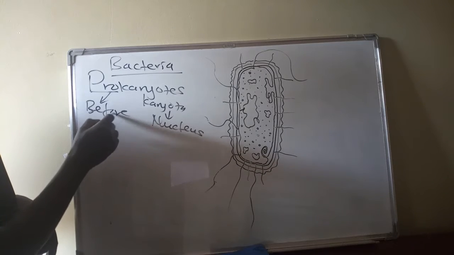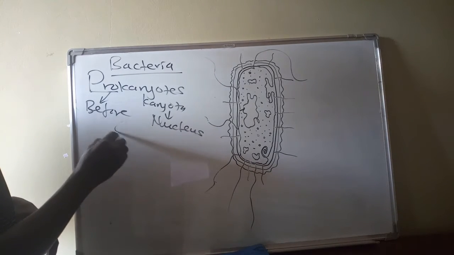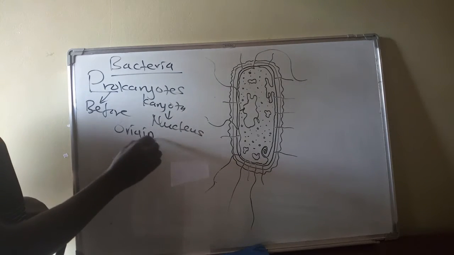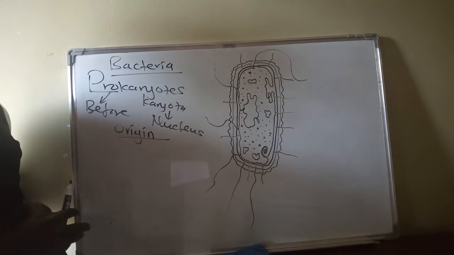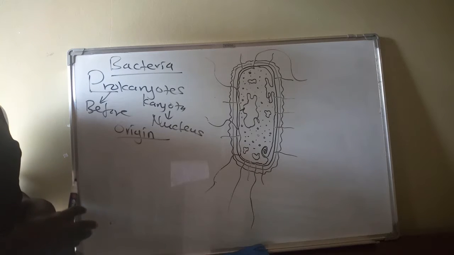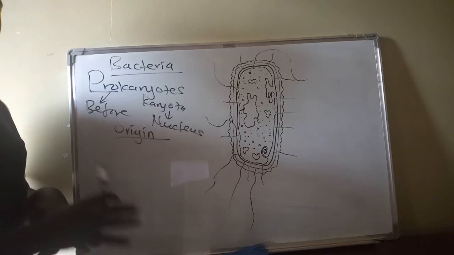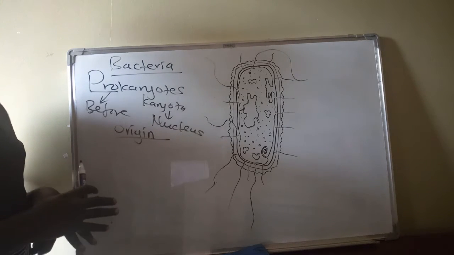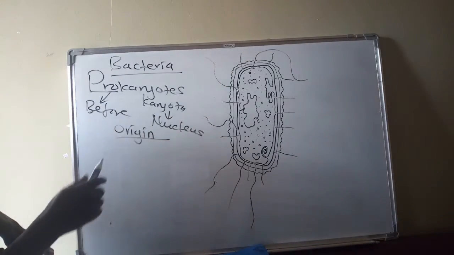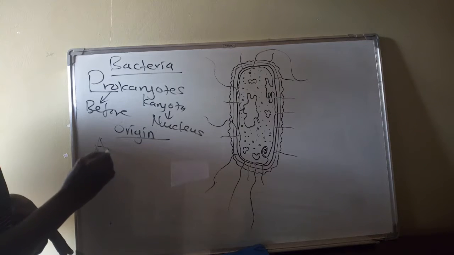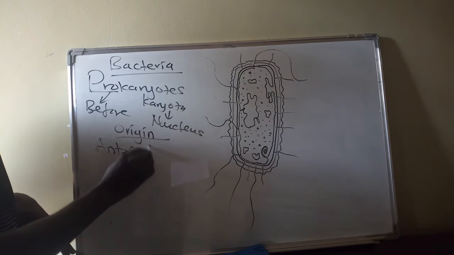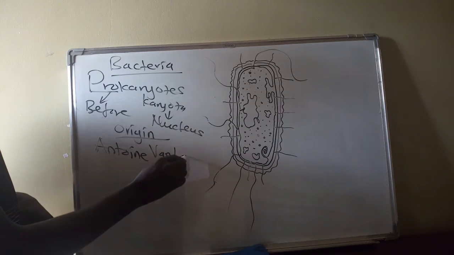So we proceed by looking at the origin of these bacteria. Several scientists worked tirelessly to give us an insight into what these organisms were when they were first discovered. The very first scientist was Antoine van Leeuwenhoek.